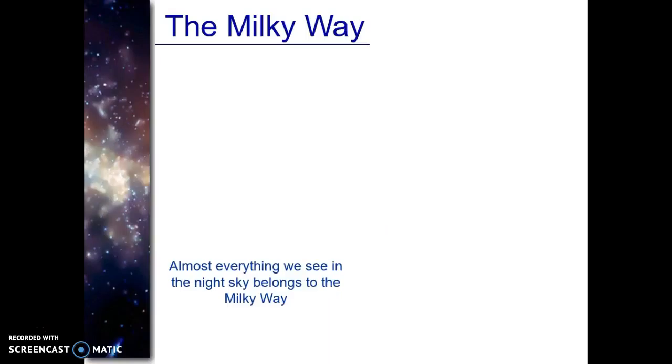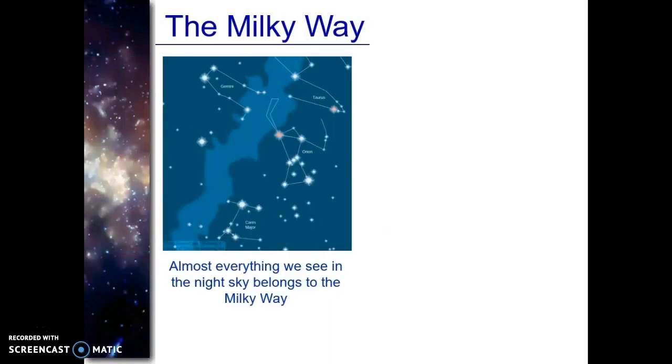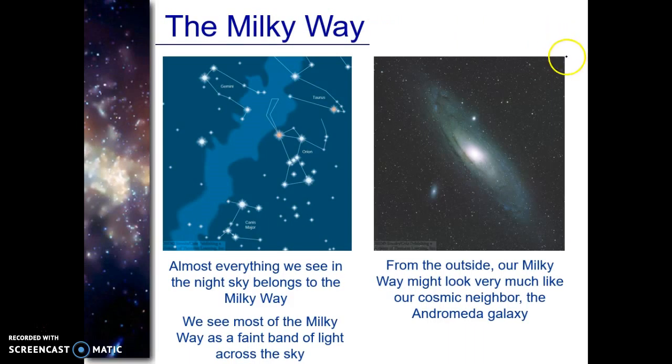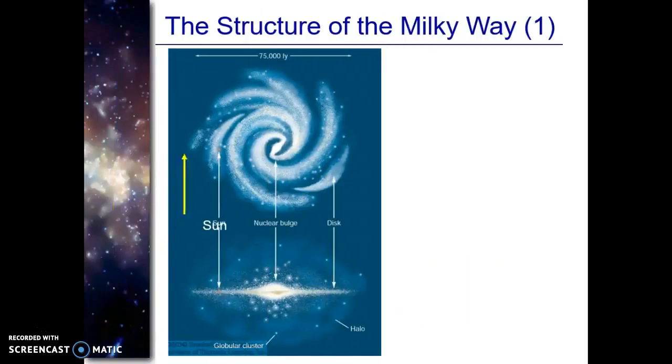The Milky Way. What is the Milky Way? Well, the Milky Way makes up almost everything we see in the night sky. We see most of the Milky Way as a faint band of light across our sky, but if we were to look at it from the outside, it might look very much like our cosmic neighbor, the Andromeda Galaxy. This is an example of the Andromeda Galaxy here. Sometimes, when you look up into the sky and see your constellations and your stars, you see a haze that goes through, and that would be the Milky Way.